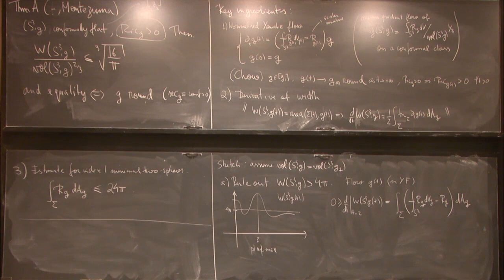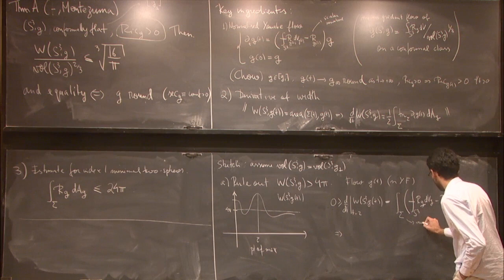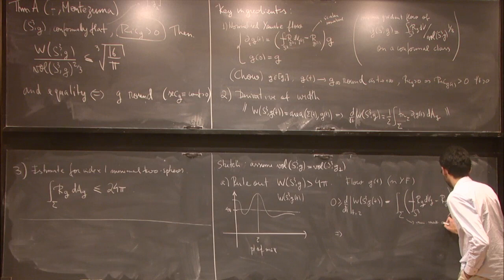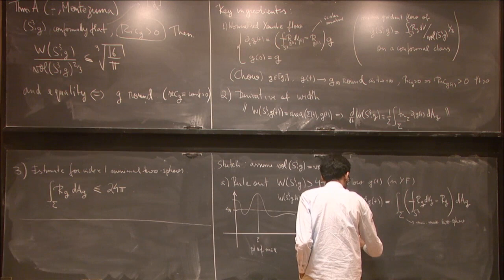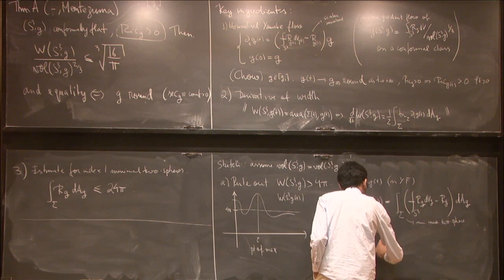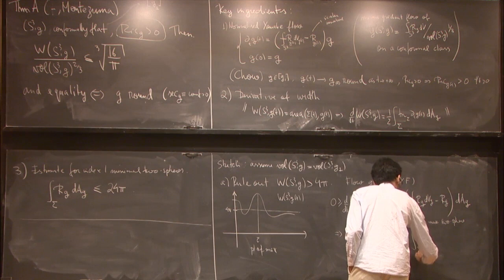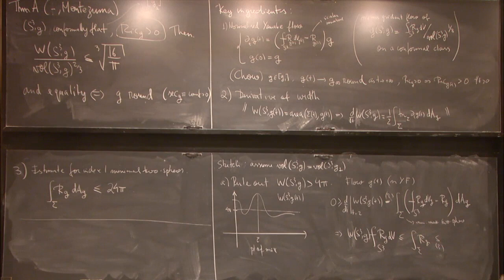Good. But now this is a min-max sphere, right? So a sphere with area equal to the width and index 1, min-max sphere. These are constants. So I get the area, which is the width, times this average, is less or equal than the integral of R g, which by 3, this by 2, this by 3, is less or equal than 24 pi.